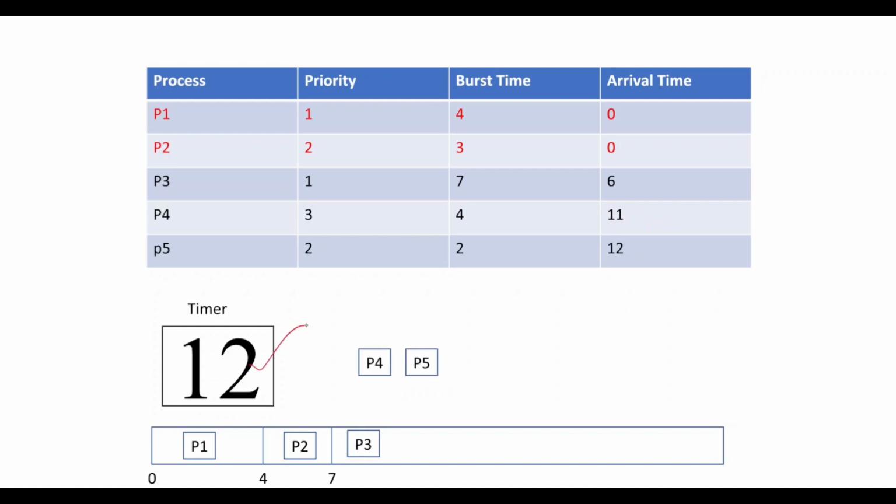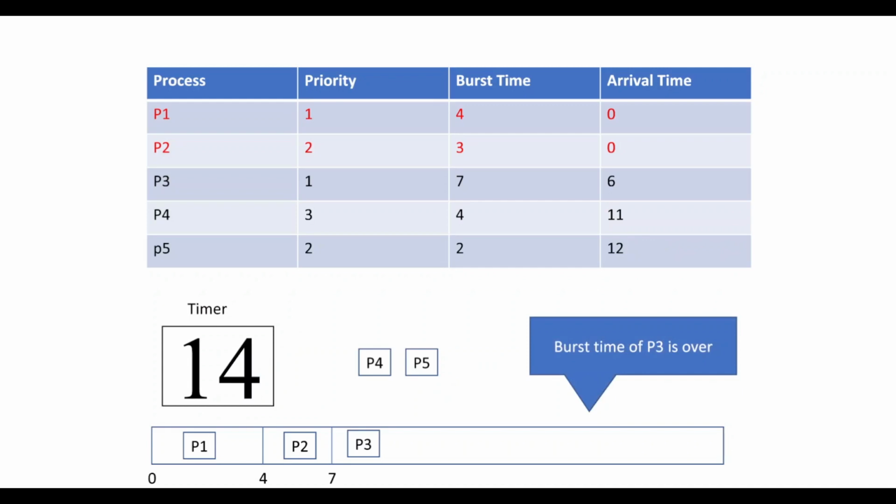At the 12th second, we have got P5, which will also be added into the ready queue. And then P3 will continue. You can see P3 has completed all its 7 seconds of time, so P3 has completed its execution. We will stop here. Starting from 7, it requires 7 seconds, so it finishes at 14 seconds.